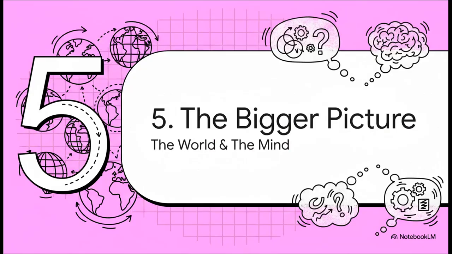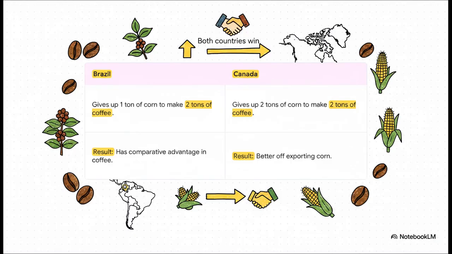Okay, let's zoom out one last time for the big finish. We have to remember that economies aren't just isolated bubbles. We're all trading with each other across the globe, and the whole system is run by humans, who, as it turns out, aren't exactly rational computers. Remember that comparative advantage idea? It works on a global scale too. If it costs Brazil less corn to make coffee than it costs Canada, it's a no-brainer. Brazil should focus on making coffee, Canada should focus on growing corn, and then they trade. It's a win-win. They both end up with more stuff than if they tried to do it all themselves.